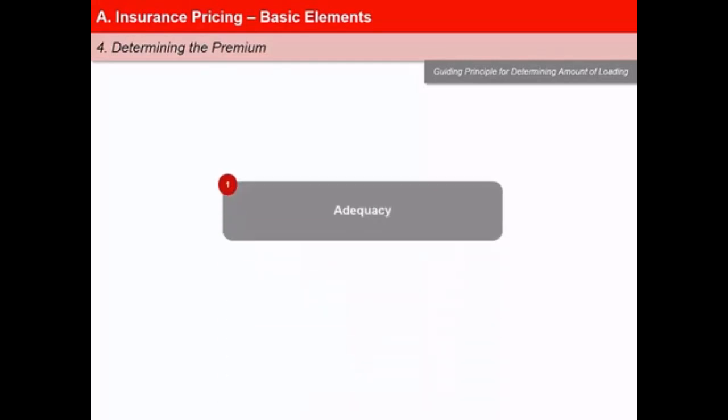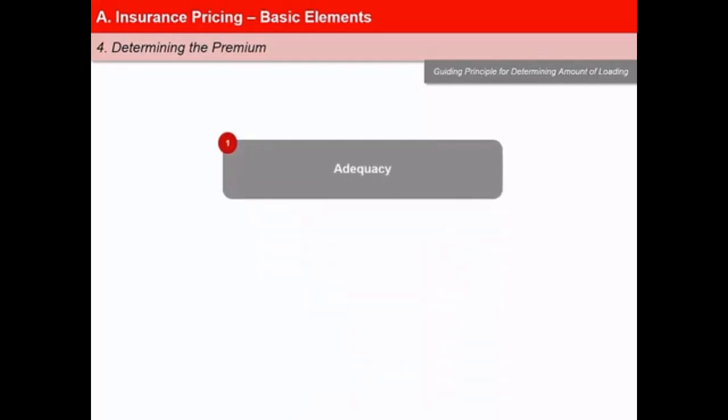Now let us learn about the guiding principles for determining the amount of loading. There are three guiding principles. First is adequacy. This is the total loading from all policies that must be sufficient to cover the company's total operating expenses. It should also provide a margin of safety and contribute to the profits or surplus of the company.